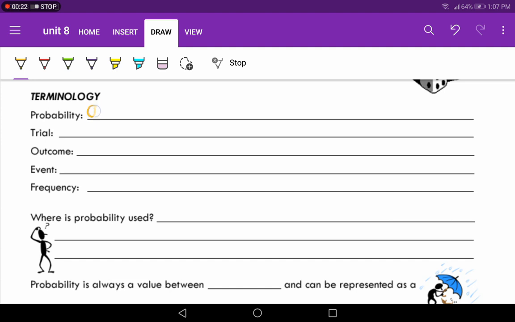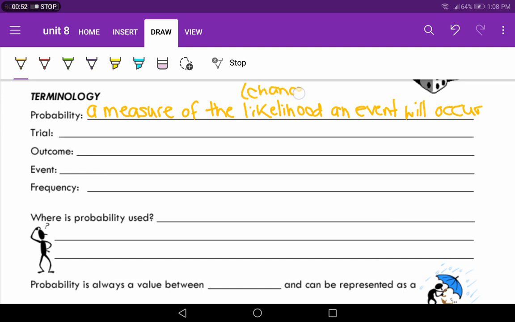So probability is a measure of the likelihood an event will occur. Okay, so likelihood, another word for that that we will sometimes use is the chance. So a measure of the chance or likelihood an event will occur.